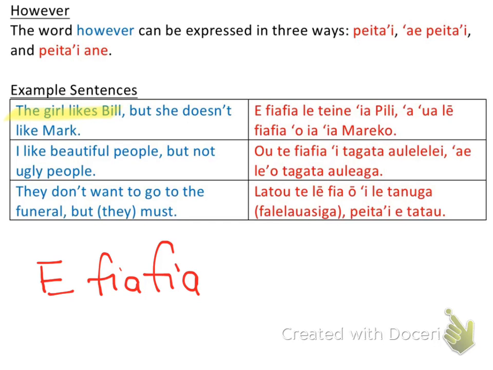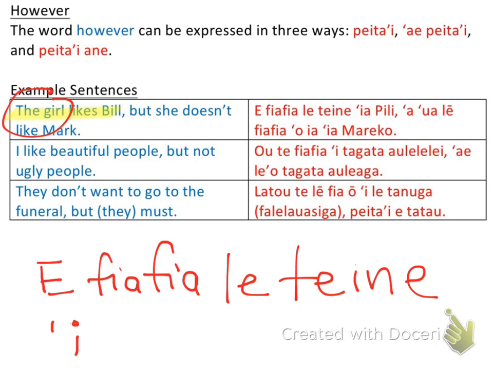So a fia fia, actually, sorry, the girl's the one doing the action, and Bill is the object of the sentence. So the girl is the one doing the action, so she's going to come next, le tama'ita'i, and then to Bill is kind of how you think about it in Samoan, so you'll say ia Pili, okay? So, and if you want to be completely correct, you'll have an ia there, okay? So that's how I say that first part.